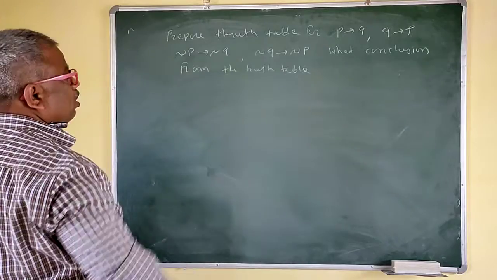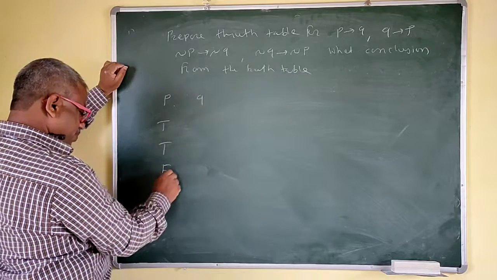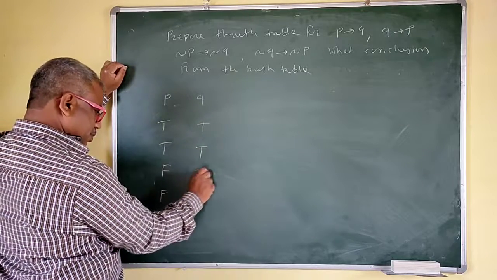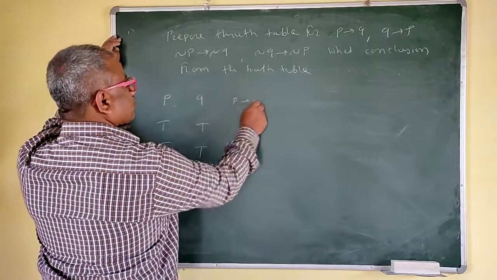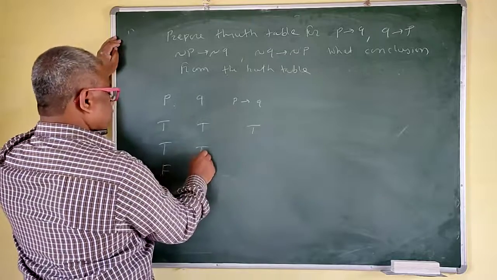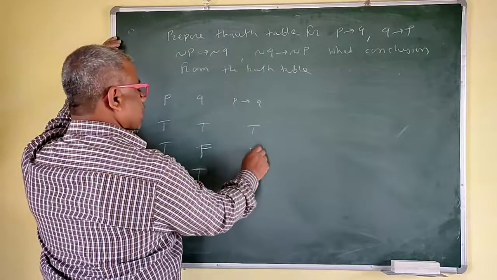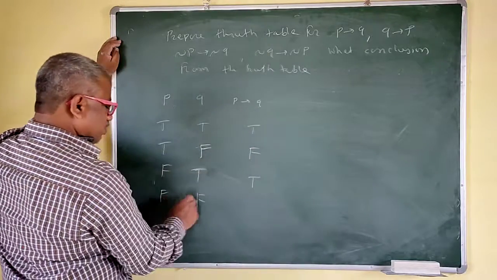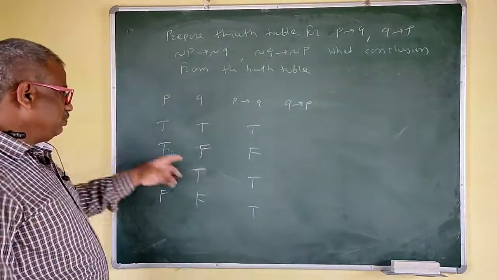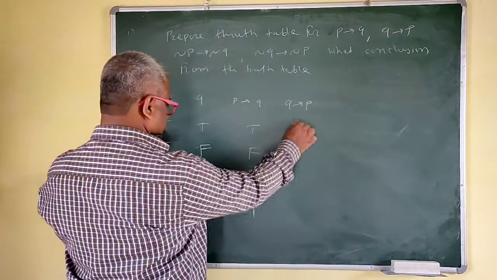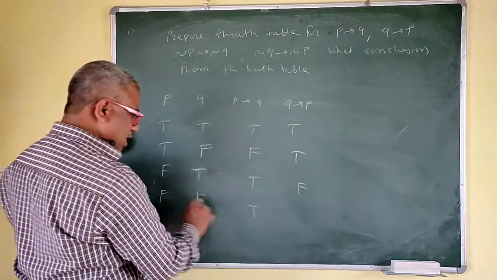So just we'll prepare the truth table for this one. There are only two letters. So T, T, F, F, T, F, T, F. First we'll find P implies Q. T implies T is T. T implies F is F. F implies T is T. F implies F is T. Now Q implies P. T implies T is T. F implies T is T. T implies F is F. F implies F is T.